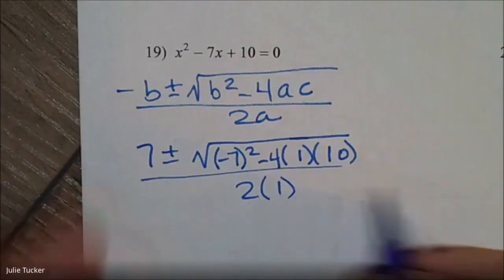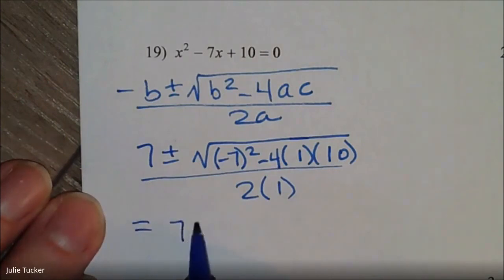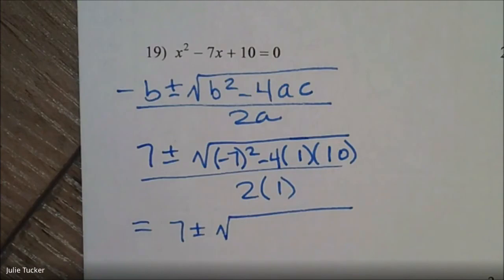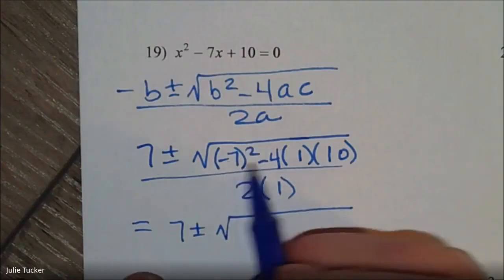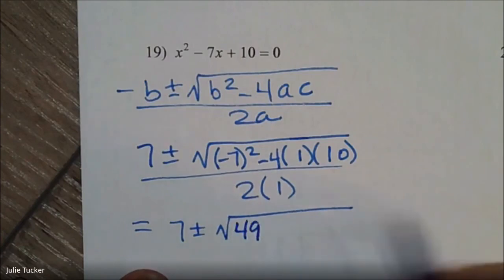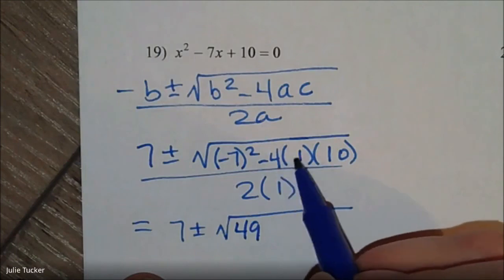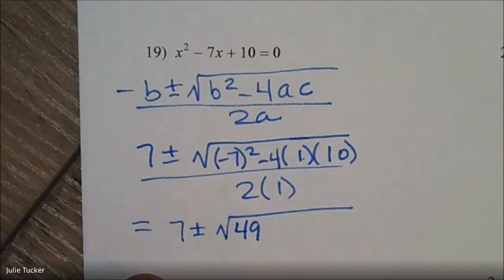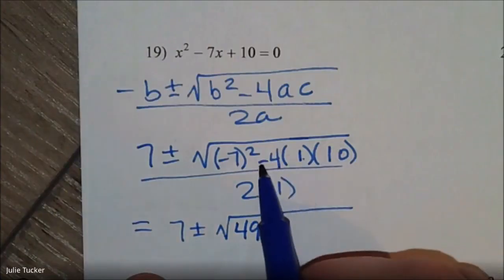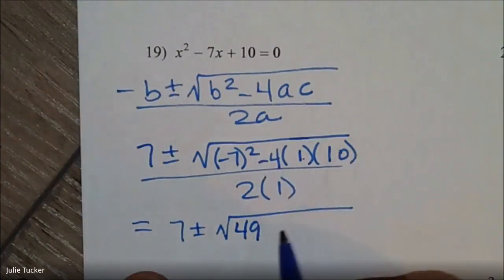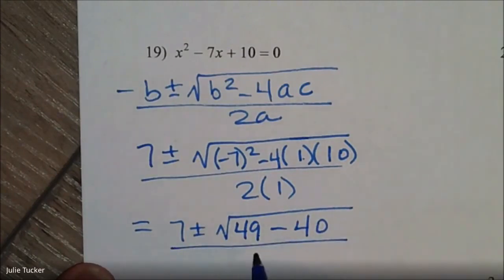Yep. So now this is 7 plus or minus the square root of. Do you know what 7 times 7 is? 49. Good. So negative 7 times negative 7 is also 49. Now, what is 4 times 1 times 10? 40. Good. And we have a minus here, so it's going to be negative 40, all over 2.